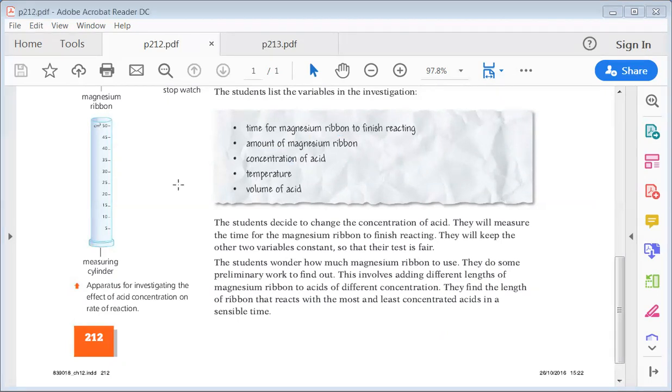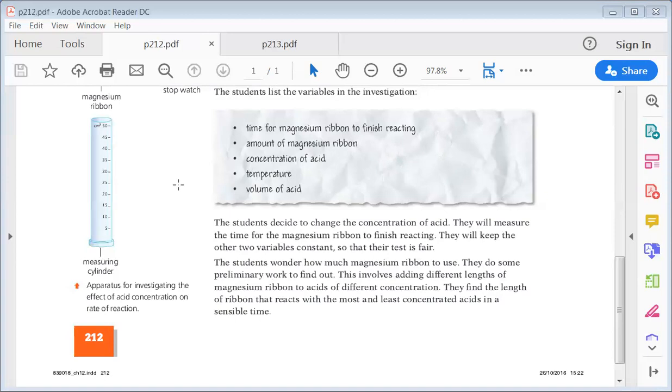Here, they will keep the other variables constant so that their test is fair. So these are the controlled variables, which they can control: the temperature, the volume of the acid, and the amount of the magnesium ribbon.